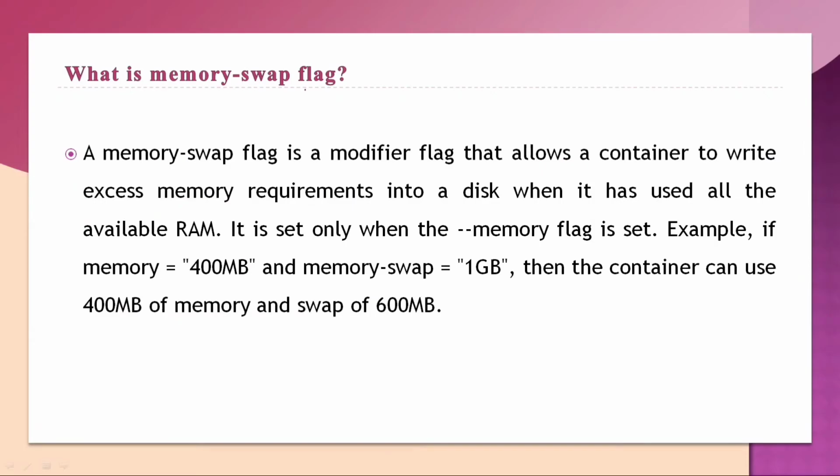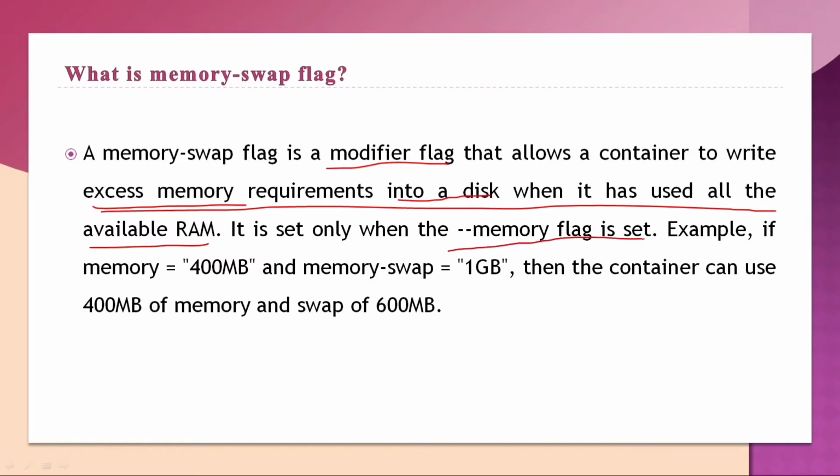Next question is, what is the memory swap flag? A memory swap flag is a modifier flag that allows the container to write excess memory requirements to disk when it has used all the available RAM. For this to work, we have to set the --memory flag. For example, if memory is set to 400 MB and we have specified a memory swap flag of 1 GB, then the container can use the 400 MB of memory, and after using all that memory, it can use a swap of 600 MB.